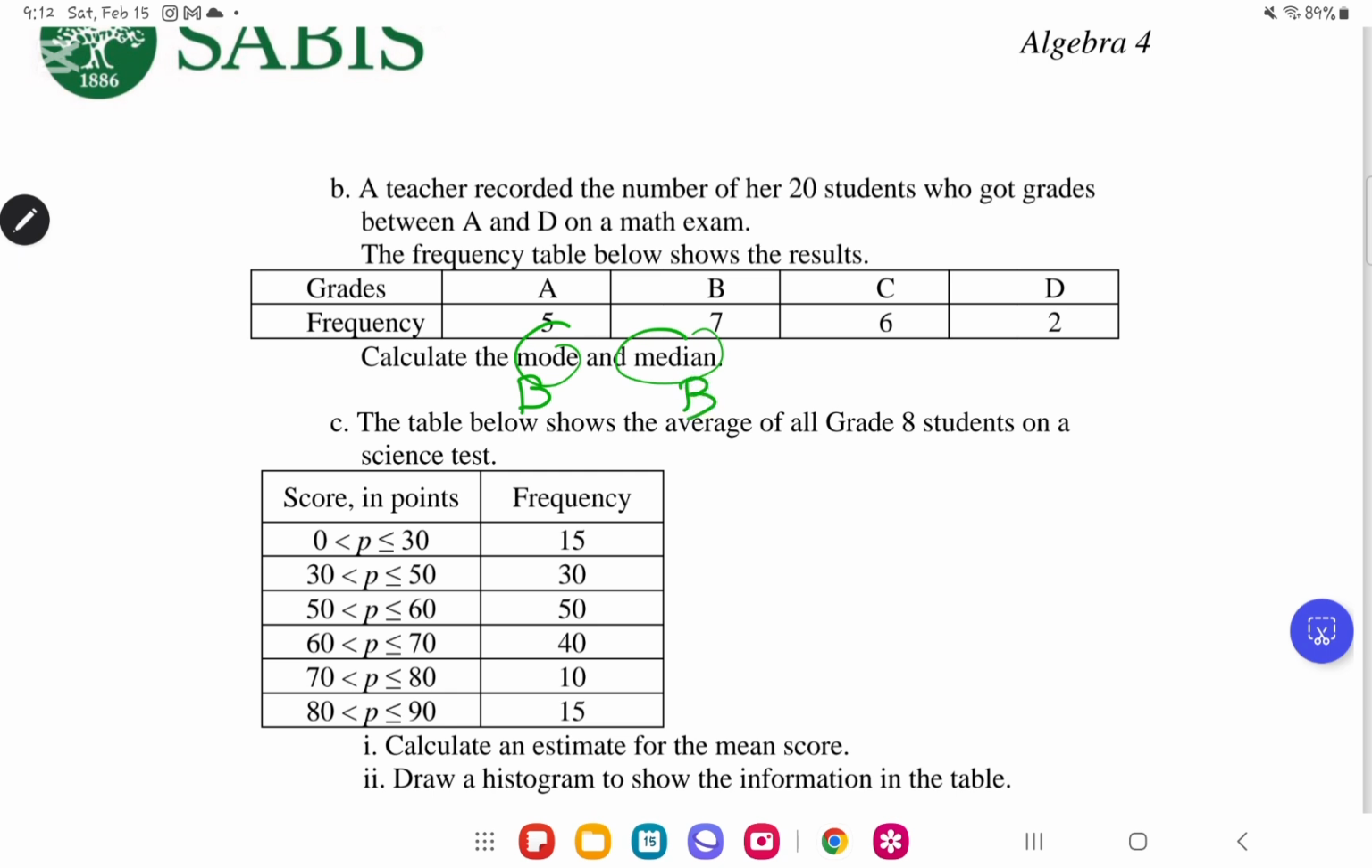Again, to find the mode, you just have to choose the one with the highest frequency, of course if there are no intervals. And to find the median, you add them all, then add 1, divide by 2, find the cumulative frequency and find which category it fits into. So we move on to part C.